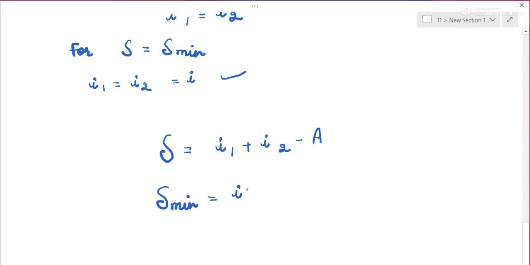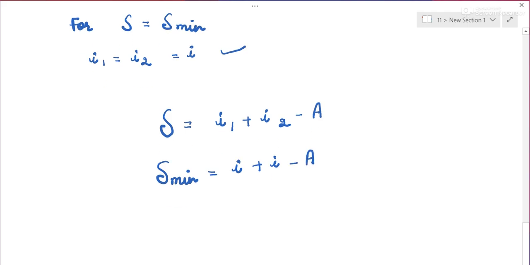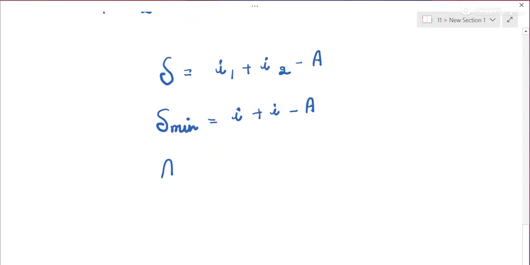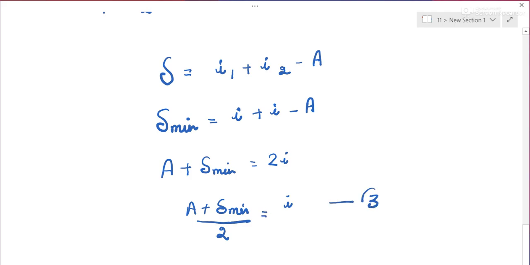when both are equal, I plus I minus A. So minus A will go this side. So A plus del minimum is equal to 2I, and I equals A plus del minimum deviation by 2. So this is another equation which we have to remember. Equation number 2, 1, 3, all we need to remember.